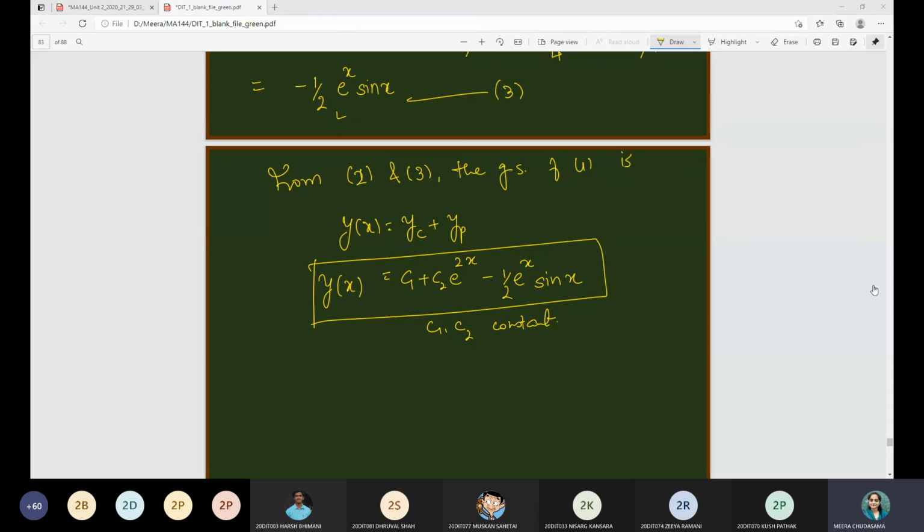Tell me, is the variation of parameters method now getting clear from these 3 examples or not? Please raise your hands. We are going to do some more examples based on this method, but let me know right now.